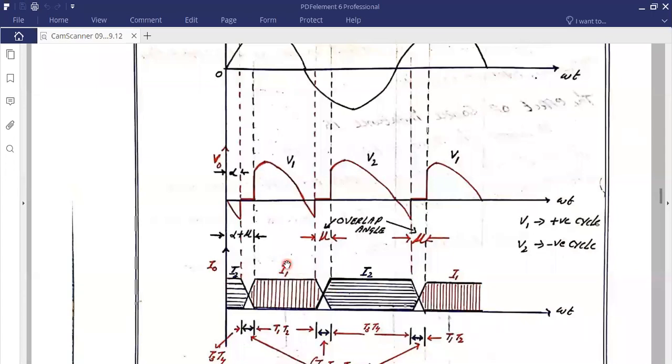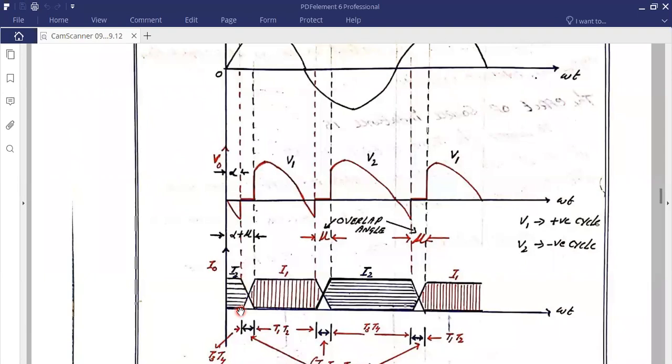Always the I1 and I2 magnitudes are going to be the same. But why do we consider the currents I1 and I2? This part of the current is going to be carried by T1 and T2. This part of the current is going to be carried by T3 and T4. Okay, so here, whenever you consider the operation, initially at alpha we are going to give the triggering pulse, isn't it?